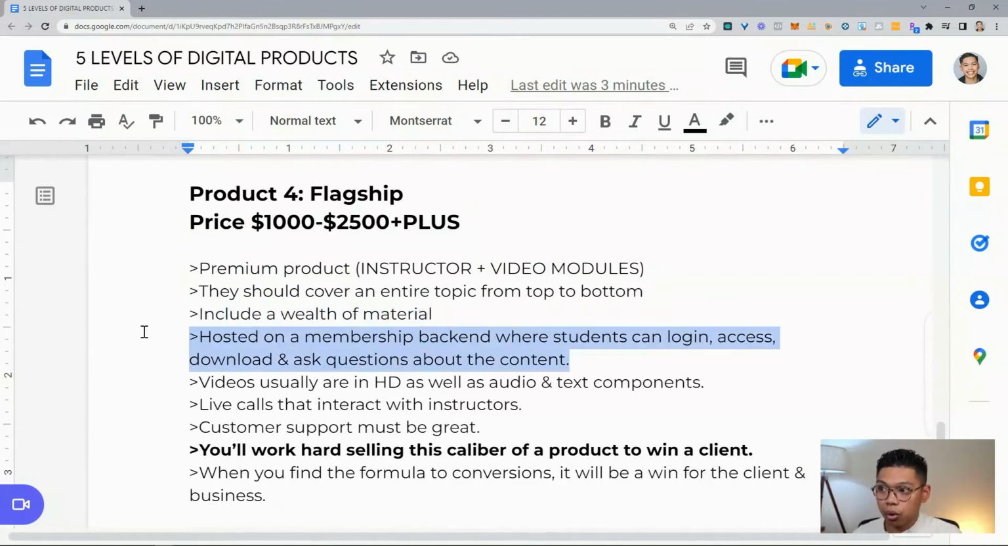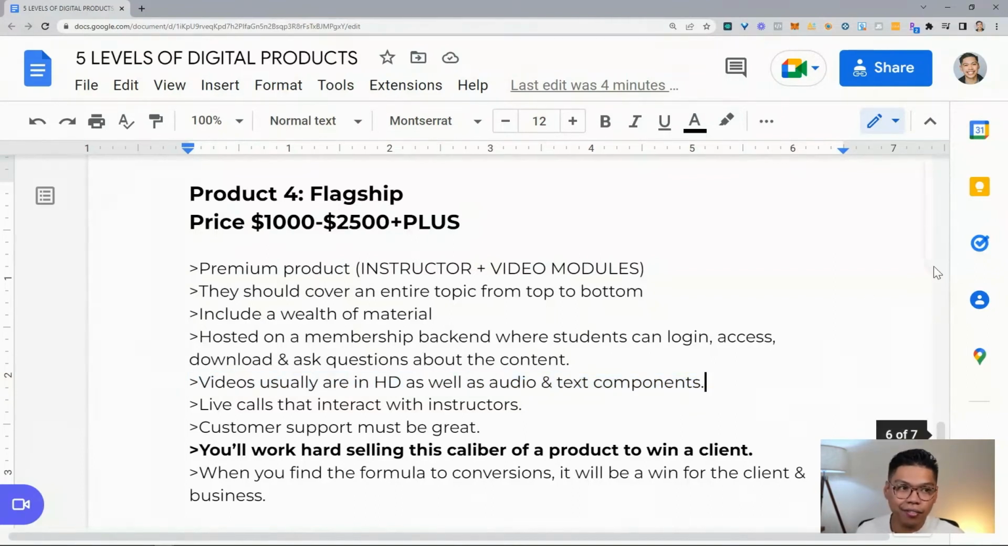It is usually hosted on a membership backend where students can log in, access, download, and ask questions about the content. The videos usually are in high definition, as well as audio and text components. And when I talk about high definition, I'm not talking about super fancy editing and tech. It's a simple video that you can pop open on a camera, even on your phone, but it has great audio and HD, right? High definition, meaning it's consumable. It's not something where you felt like you put it together within a couple minutes or hours. This needs to be very well written out, thought out, and in its own little linear.